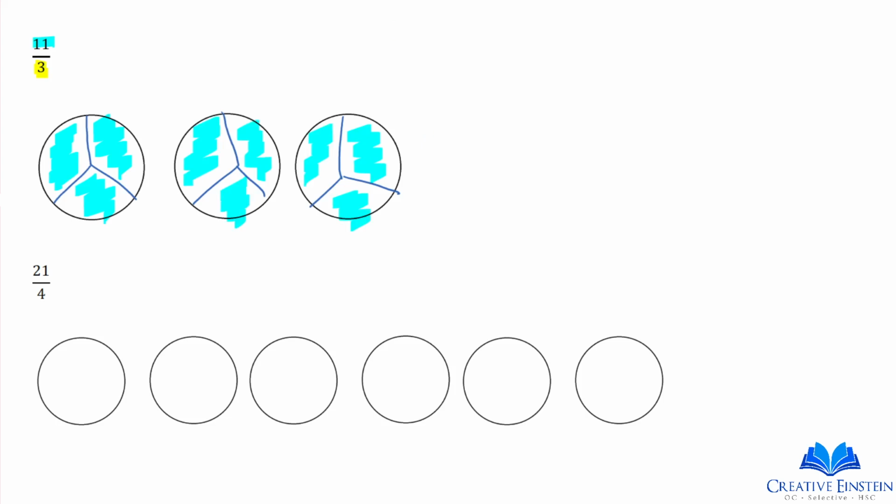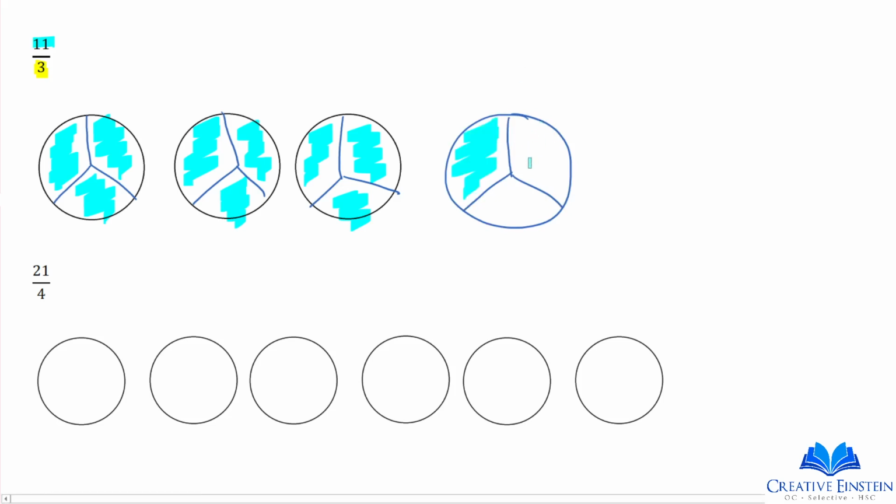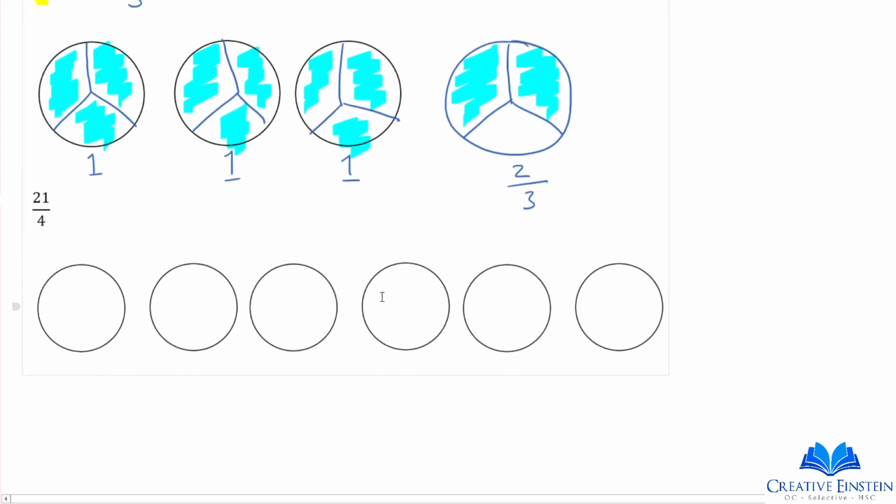I'm missing some, so I'll draw one in. I'm up to 9. So 10, 11. Okay, I've now colored it in 11 thirds. That tells me there's 1 whole, another whole, another whole, and 2 thirds. So altogether, 1, 2, 3, 3 wholes, and 2 thirds. 11 over 3 is 3 wholes and 2 thirds. Let's look at the next example, and then I'll show you a shorter way of doing this. Kind of like a shortcut.